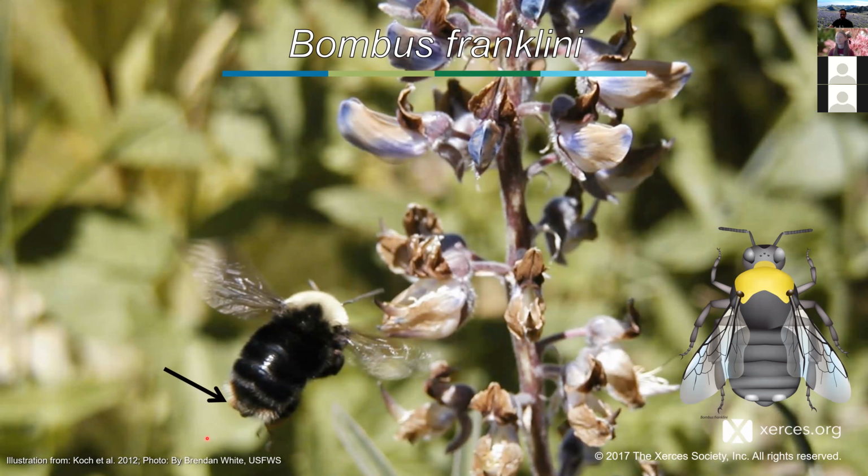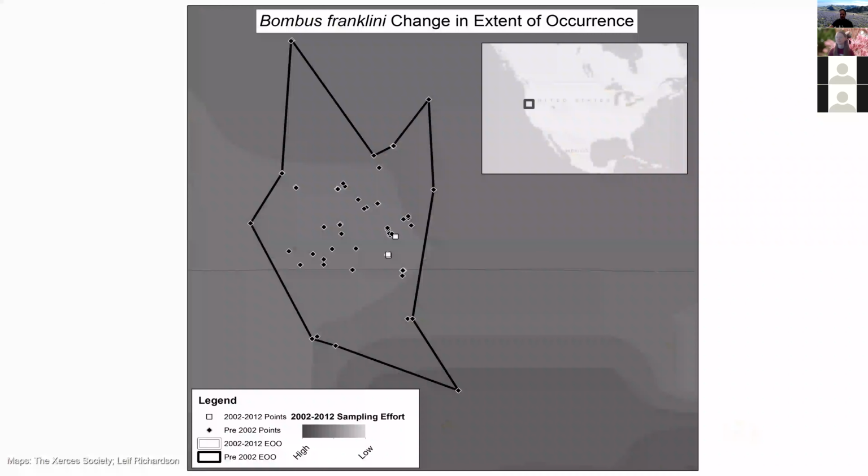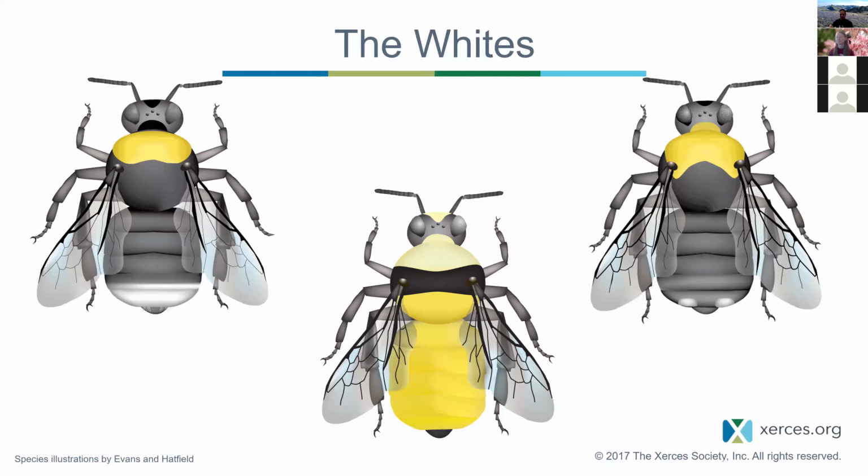But again, we're just looking for those two white dots on the side of the back of the abdomen. And this is its range. Sorry, this is a terrible map. This is the California-Oregon line. This is Mount Shasta down here. And this is Medford, I think, up here. So very small range. It has the smallest range of any bumblebee in North America. And those are the whites: occidentalis, appositus, and franklinii.